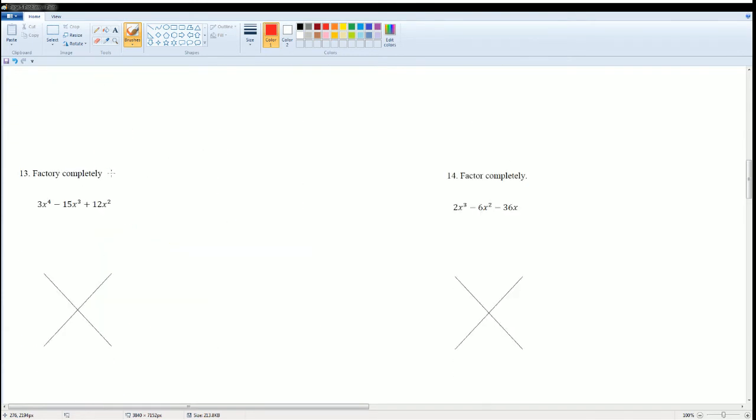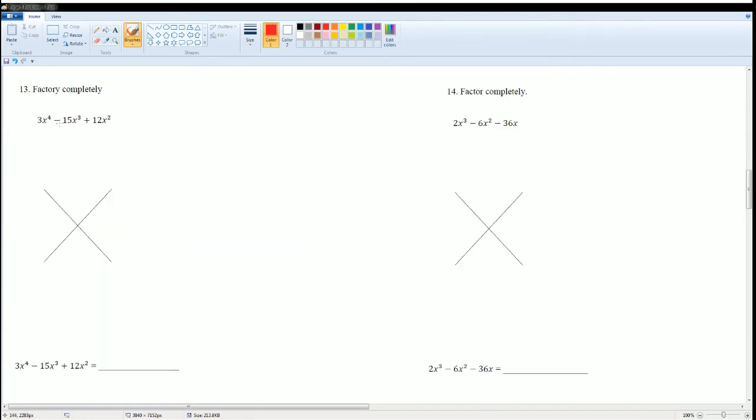All right, the last one, 13, factor that out completely. But notice, remember, it has to look like ax squared plus bx plus c to factor this out. Notice this is an x to the 4. So break it up. Let me show you. I'm going to bring it up. 3x to the 4, this becomes 1 times 3 times x times x times x times x.